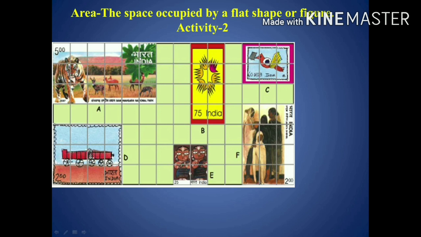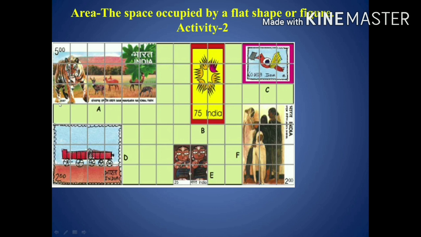So this is an activity which is given in your book. First we measure the area of each stamp by counting the squares. There are two methods to count the squares in it. First method is counting each square. 1, 2, 3, 4, 5, 6, 7, 8, 9, 10, 11, 12, 13, 14, 15, 16, 17 and 18. So this stamp has an area of 18 square centimeter.